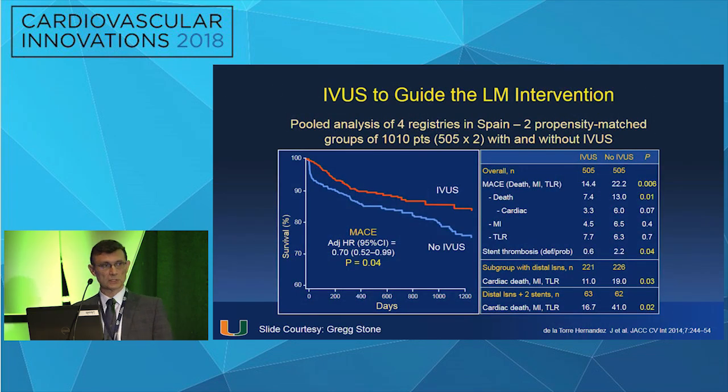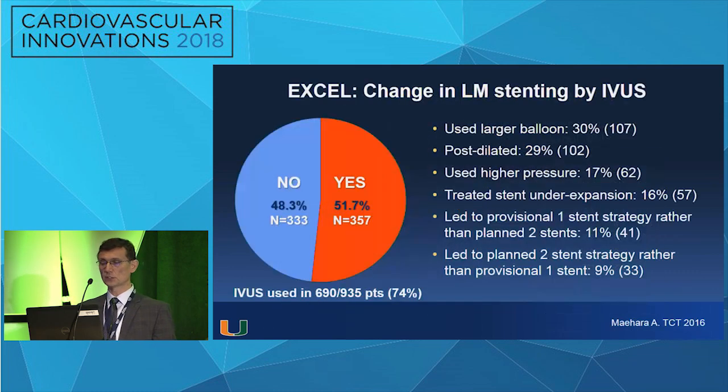In terms of imaging, this is a very important rule. I would say that if we are going to do left main, we need to do imaging and interpret the pictures well. This is a pooled analysis of 4 registries in Spain that shows that the outcomes in terms of MACE are significantly improved in patients in whom intravascular ultrasound was utilized.